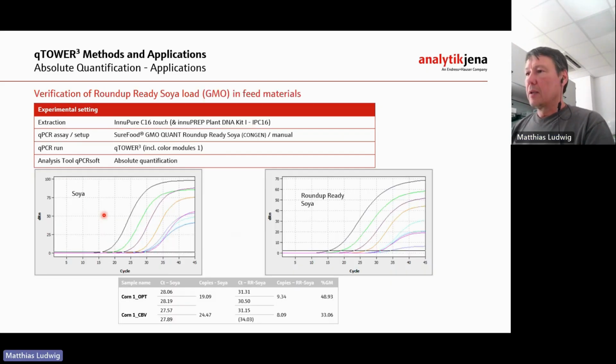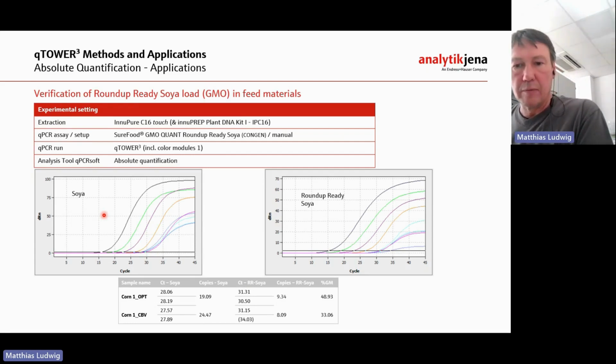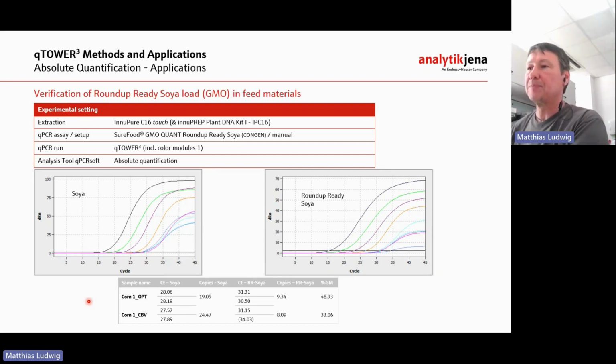Another example comes from the food market or plant research area. This is for the detection of the GMO load, or Roundup Ready load, inside genetically modified organisms or plants, or to check, is there a Roundup Ready load inside my food, for example. Here we also extracted the samples from plant material, and then we used the SureFood GMO quantification assay, in this case from the company Congen.